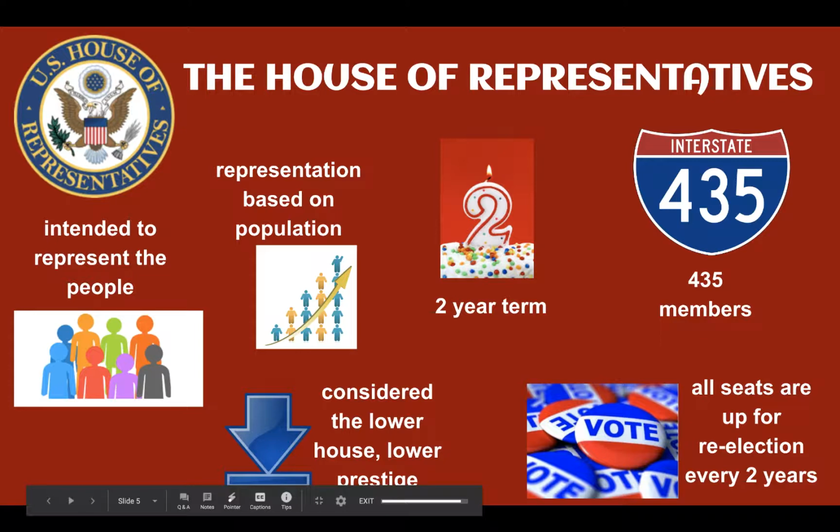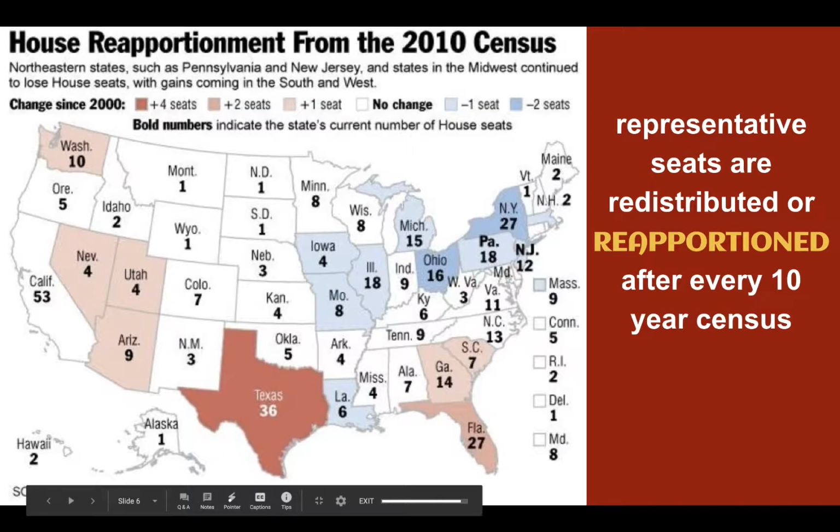There are 435 members. That number was capped a little while ago, and because it was capped, every 10 years they reapportion, or they deal out the House seats to all of the states. You can see on this map from the 2010 census that a state like Texas grew in a lot of population right here. Florida grew in population. In fact, all of these southern states did. So they gained a representative. However, some of the upper Midwest states, and little old Louisiana, they ended up losing a representative. So the number of seats every 10 years could change in the House.